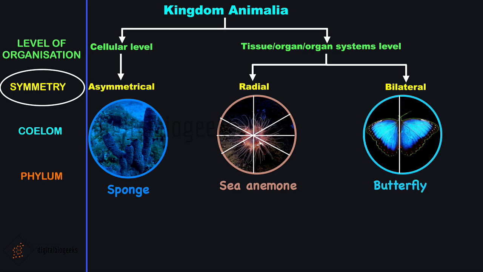Bilateral symmetry, where the body can be divided into 2 mirror images in only one plane. Earthworms and some other creatures belong to the Annelida phylum. Insects and other creatures belong to the Arthropoda phylum. All have bilateral symmetry.